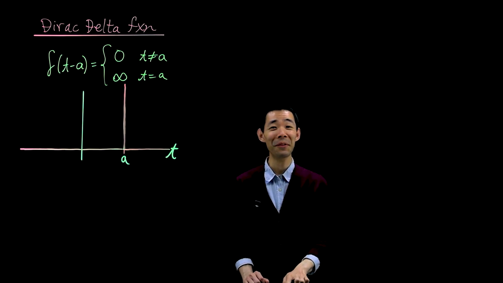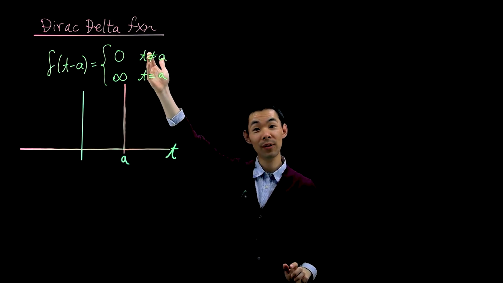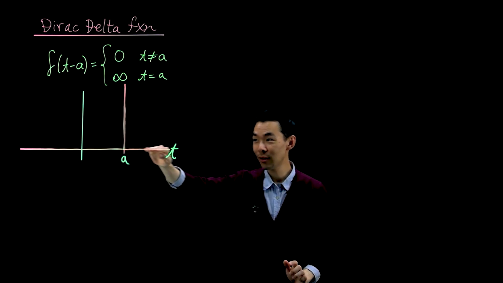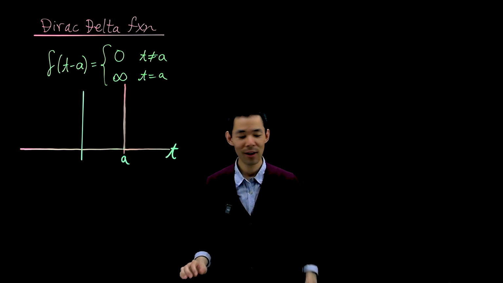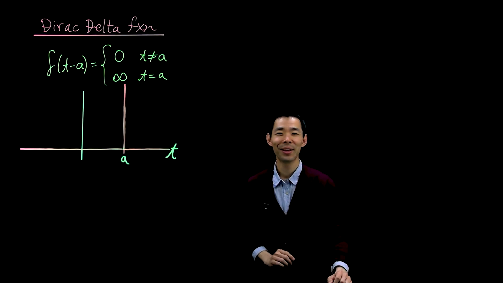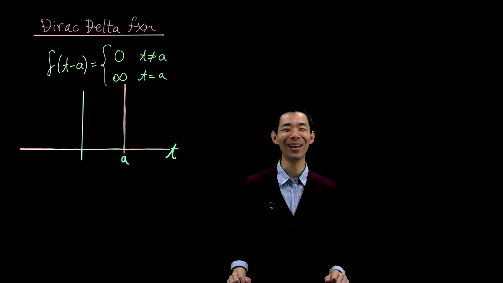Okay, so that's what the function looks like. 0, boom, pulses up to infinity, pulses back down, stays at 0. That's what the Dirac delta function is. What kind of function is that? Is probably what you are thinking. How would this ever be useful?